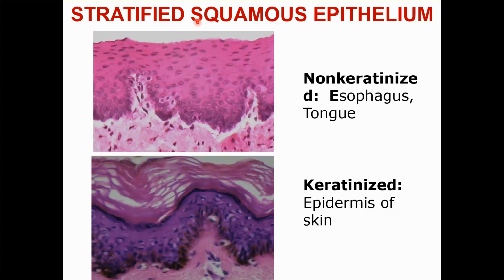Next, stratified squamous epithelium. You have two types, non-keratinized and keratinized. In non-keratinized, you don't have a layer on top, and examples are the esophagus and tongue. Here in keratinized, it is the epidermis of the skin.